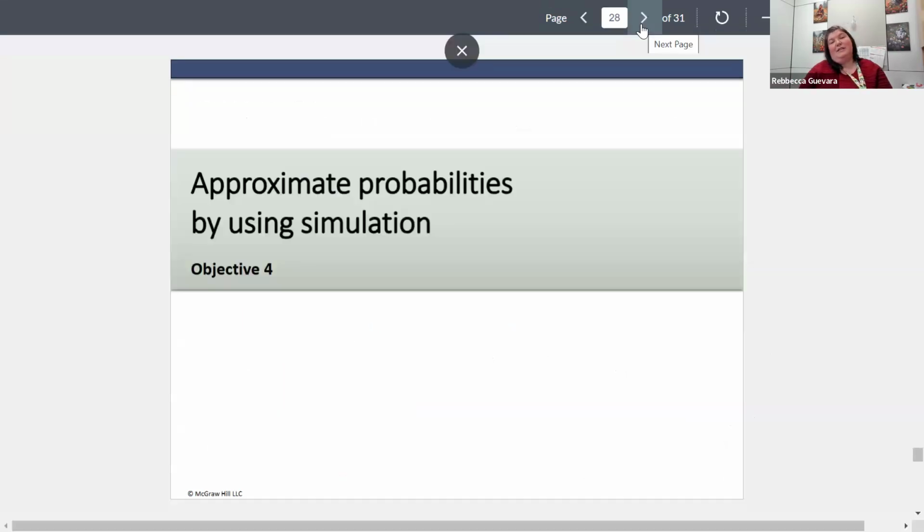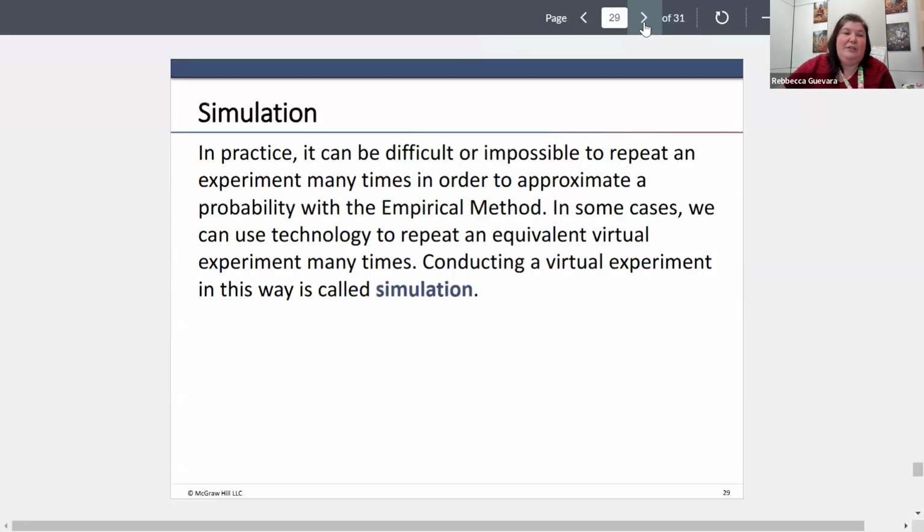Now, approximating probabilities by using a simulation. This is going to require our calculator in a minute. In practice, it can be difficult or impossible to repeat an experiment many times in order to approximate a probability by the empirical method. Something we know is random and has the same probability of happening for each event is something we can simulate. In some cases, we can use technology to repeat an equivalent experiment many times. Conducting a virtual experiment in this way is called a simulation.